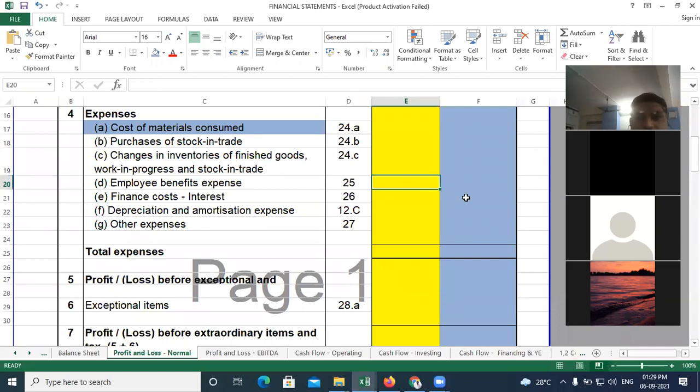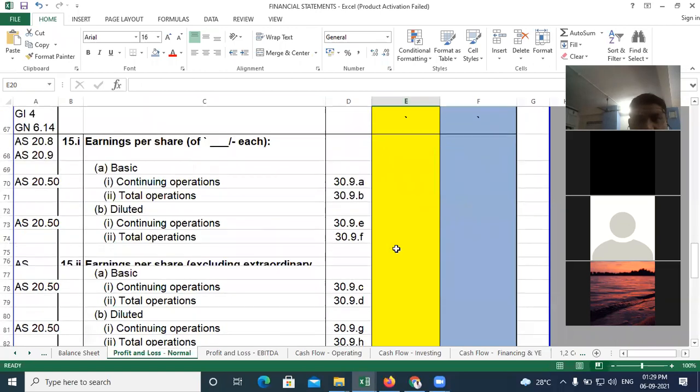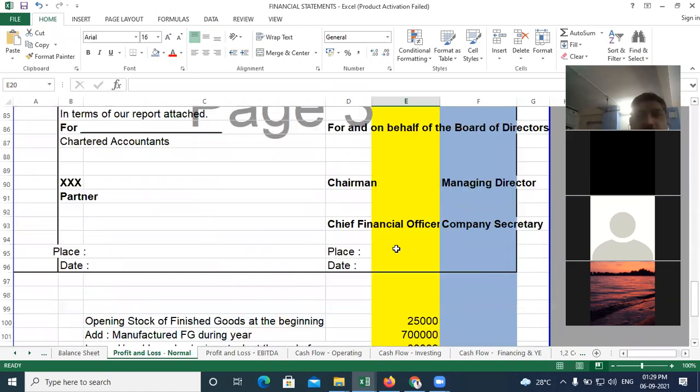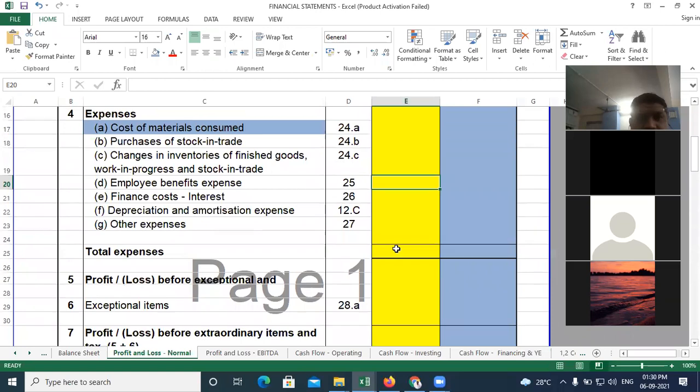So for employee expenses, what was the total here? How much is the figure? 85,000. So this 85,000 will reflect here in the employee benefit cost. This is how this profit loss account has to be prepared. After this, we have to prepare notes 24A, 24B, 24C, and 25 will have a note here. Finance cost same, suppose we have paid interest of 15,000. Depreciation, suppose 2,500.